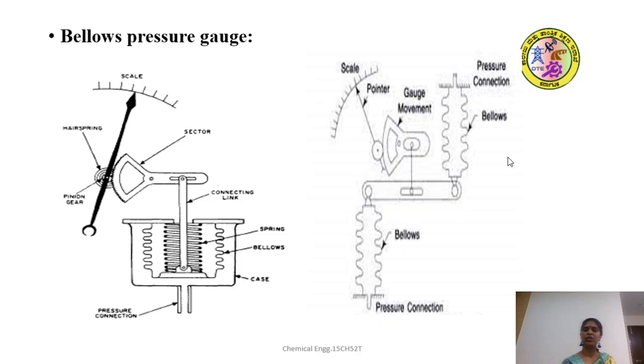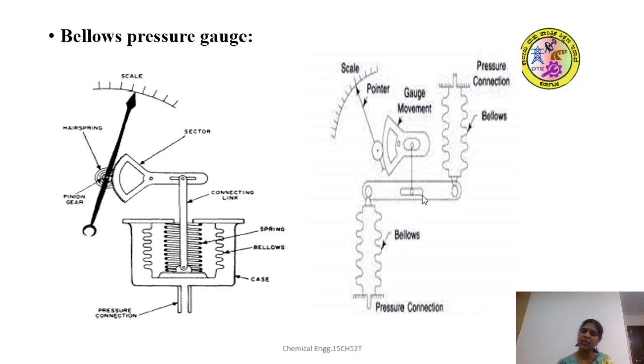In the differential pressure bellows gauge, you can observe the two bellows here. The difference in the pressure is input onto either of the bellows. The pressure is applied from this side and this pressure is applied from this side. So the differential pressure causes the bellows to contract.